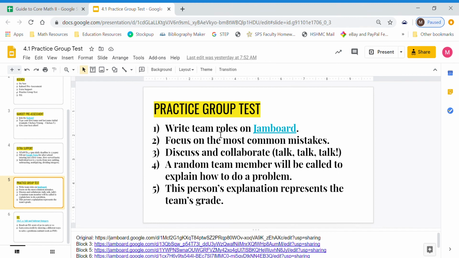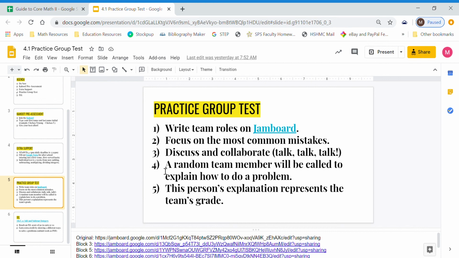Practice group tests: make sure you decide on your team roles and fill out the Jamboard once you have written down your team roles and your names. Focus on the most troubling problems, the ones that are tricky. Make sure you discuss and collaborate. Discuss and collaborate means talking about the math. It's not true, authentic collaboration unless you're talking to each other about math. Working by yourself in a team does not really mean you're collaborating. You're just doing it by yourself.